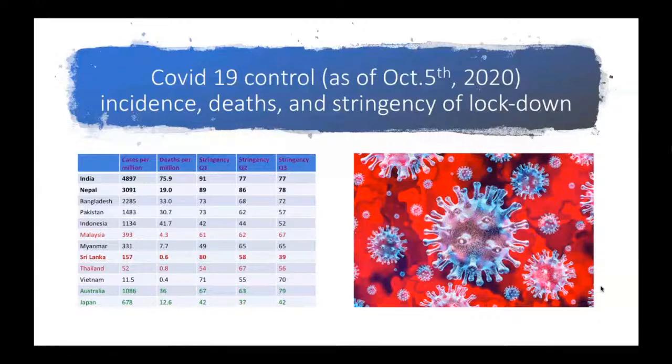Nepal is high. Bangladesh is high. But if you see some of the big performers at the bottom, like Australia and Japan, even Thailand, even Myanmar, their stringency is very low. But their cases per million in Thailand is only 52 cases per million, whereas India has 4,897 cases per million as of October 5th. We have 75 deaths per million. Thailand has 0.8 deaths per million.